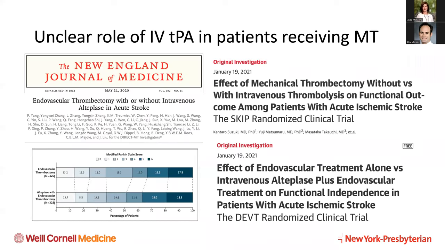The role of TPA is now unclear in patients with thrombectomy. And so there have now been several different trials. And sometimes TPA can't.